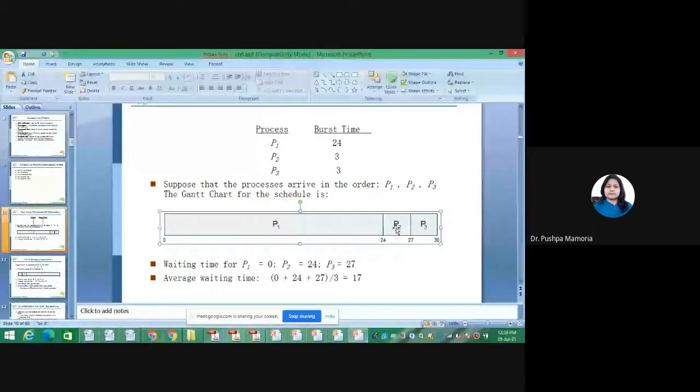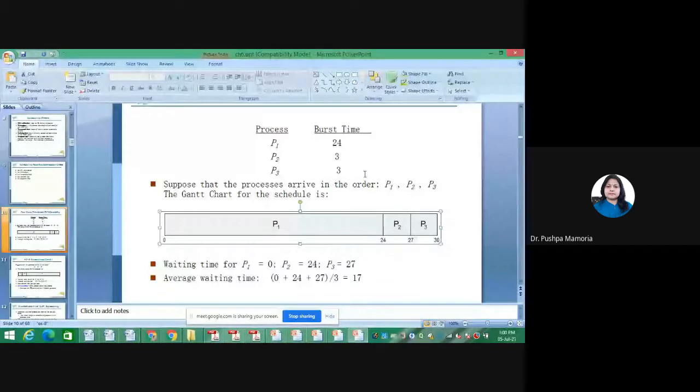Now P3 will start from 27 and the burst time is 3 again for P3. So up to 27, P3 was waiting for the execution. Now at 27, P3 got the CPU time and started execution, and up to 30, because 3 is the burst time for P3.